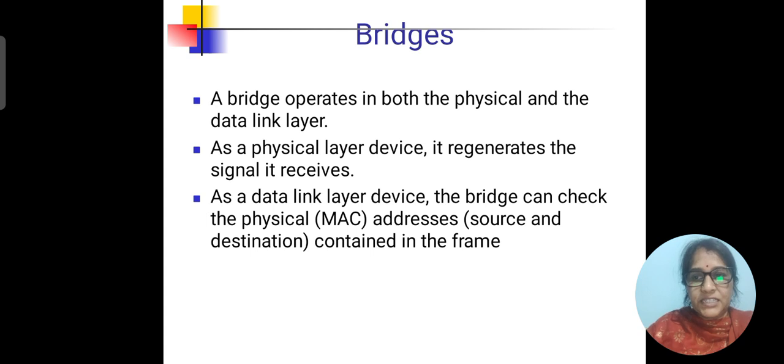A bridge operates in both the physical layer and the data link layer. As a physical layer device, it regenerates the signal it receives. As a data link layer device, the bridge can check the physical address, that is the MAC source and destination, contained in the frame. So the bridge is equal to a repeater plus the functionality of reading MAC addresses.